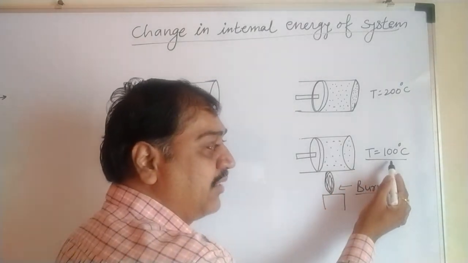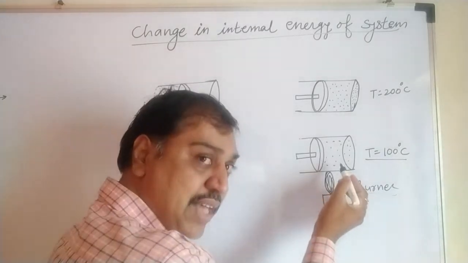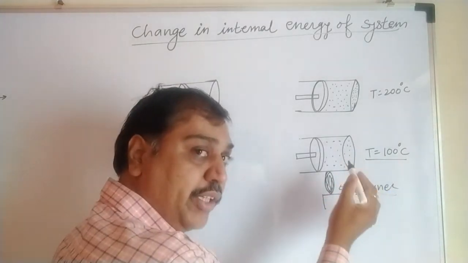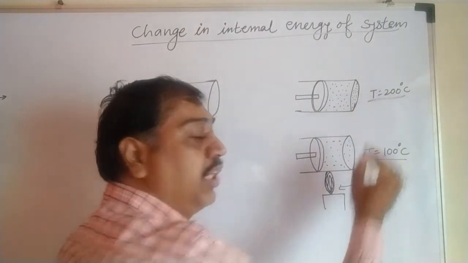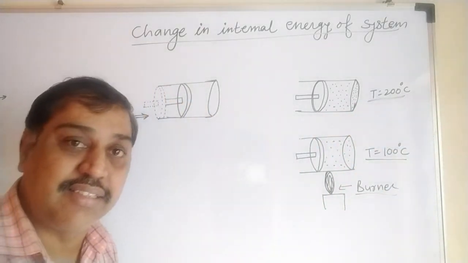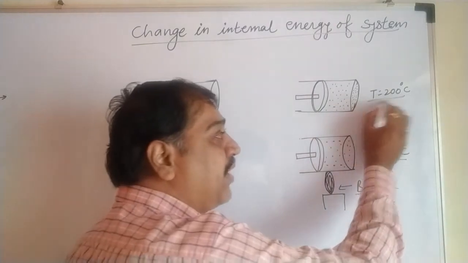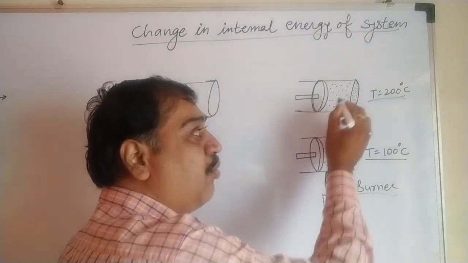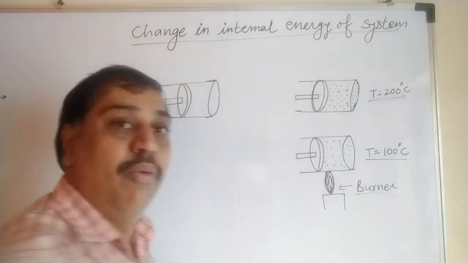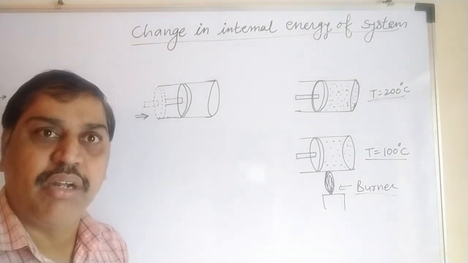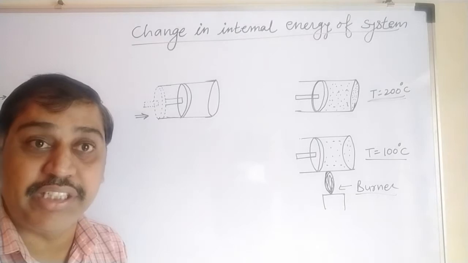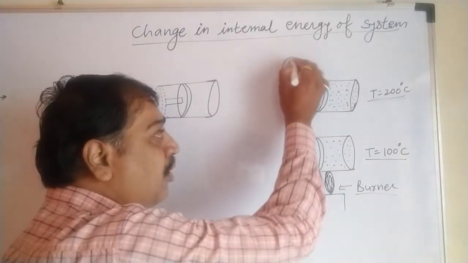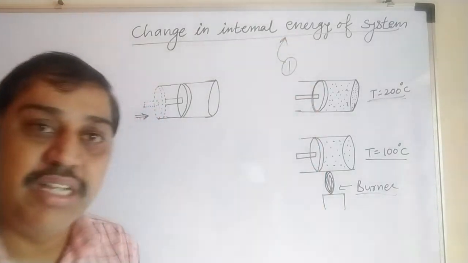See, 100 degrees Celsius initially. When we heat this gas, heat is transferred to the system, and that's why the temperature increases to 200 degrees Celsius. Now the temperature increasing to 200 degrees Celsius means what? The gas molecules in our system got internal energy. Its internal energy changes. So this is the first method to change the internal energy of the system.